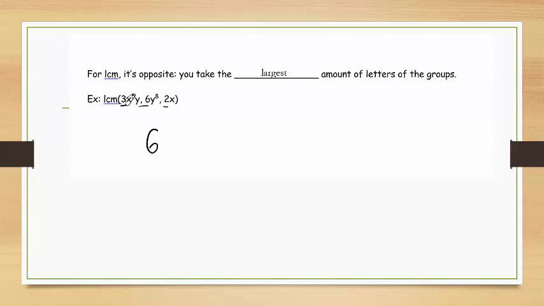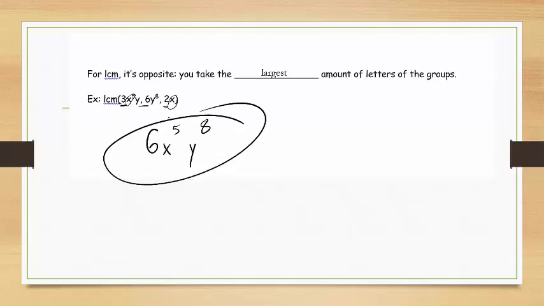We have x to the 5th versus x. So you're going to keep the higher exponent. You have y versus y to the 8th. So you keep y to the 8th. So LCM is not quite as strict. If I have 17 different letters in the problem, you should have 17 letters in the answer.